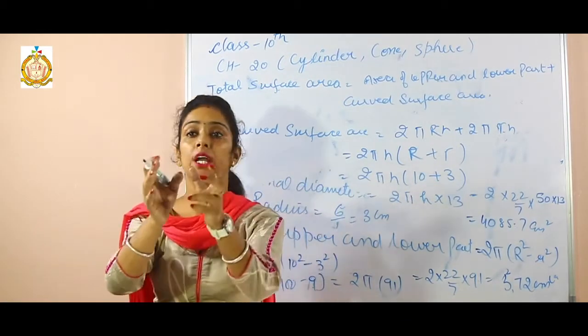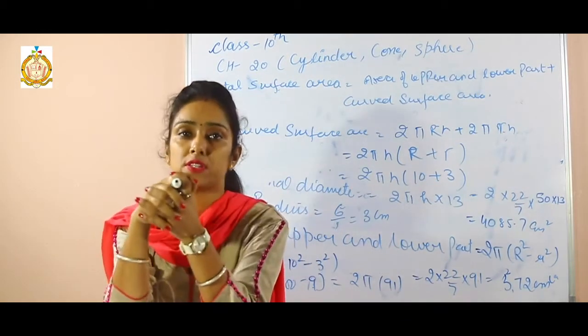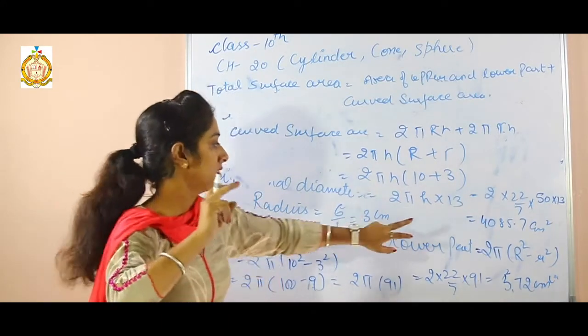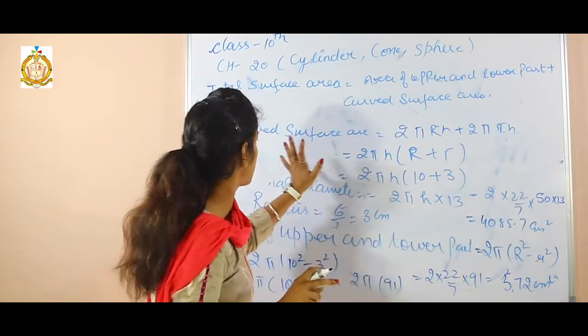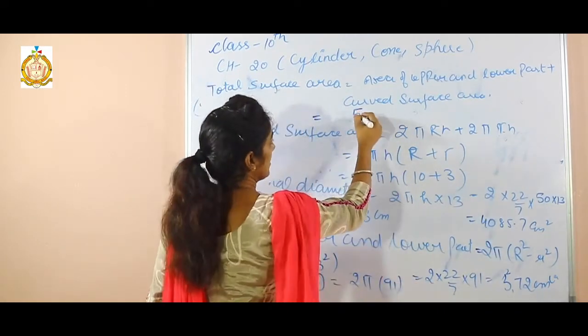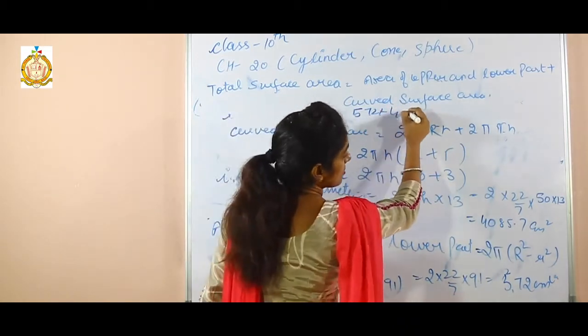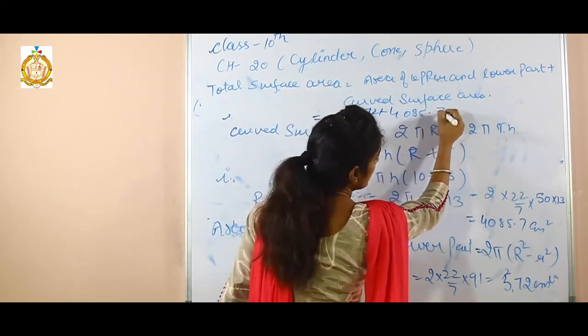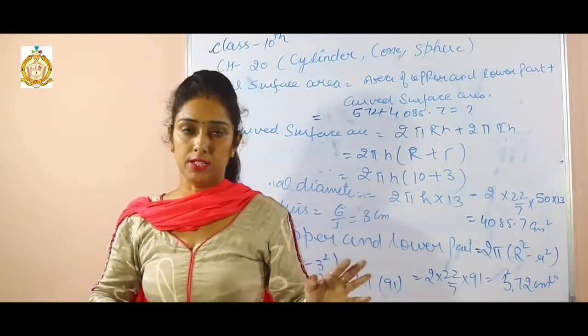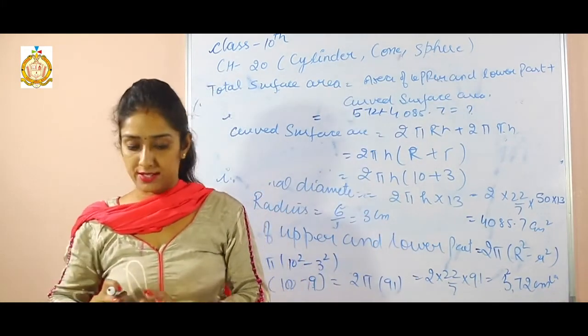Now this is the area of upper and lower part and this is the curved surface area. Now students, we have to find the total surface area. So we have to add these both terms: the curved surface area and the upper and lower part, that is 572 plus 485.7. After adding this, we get an answer. Now come to the next question.